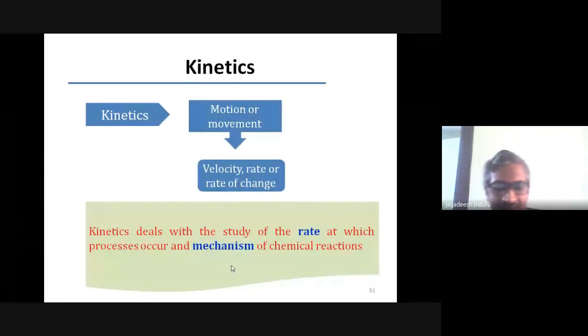Kinetics, we are saying, kinetics of the drug stability. Kinetics means it is a motion or movement. When it is static, it means it is at rest and it is not moving. The opposite phenomenon is motion and movement.